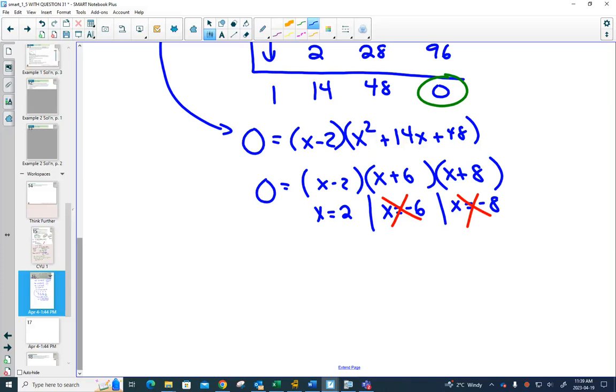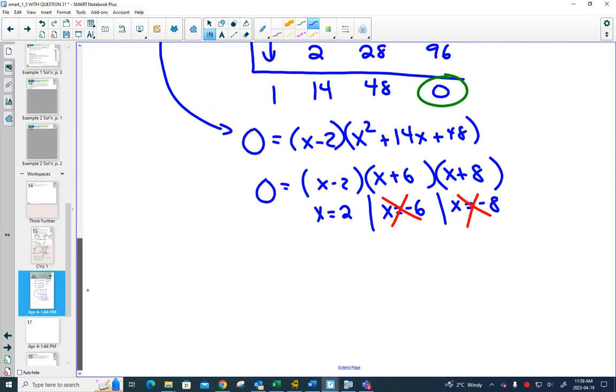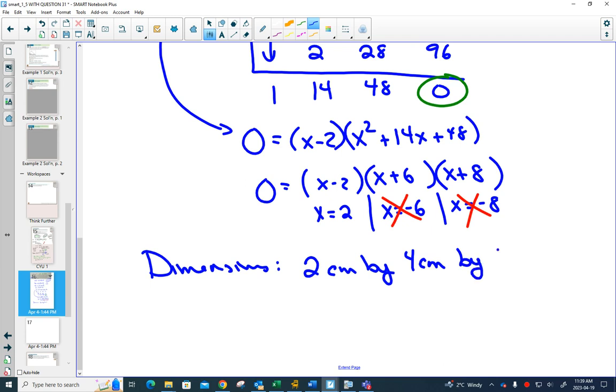We should read the question to see what exactly they wanted us to find. State the dimensions of the box, and we should write dimensions. 2 centimeters by 4 centimeters by 12 centimeters. You can plug in 2 into your diagram and see what all the side lengths would be to get our final answer.